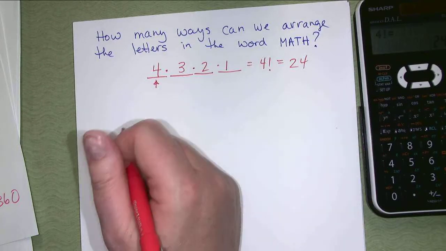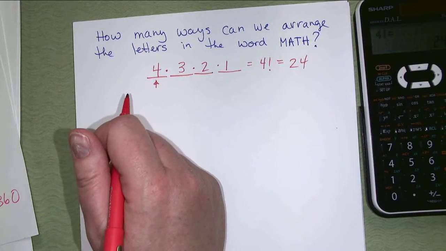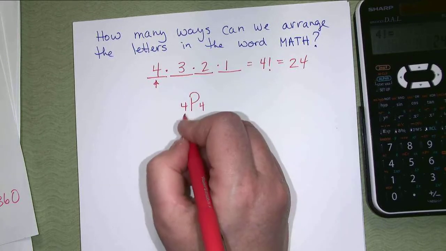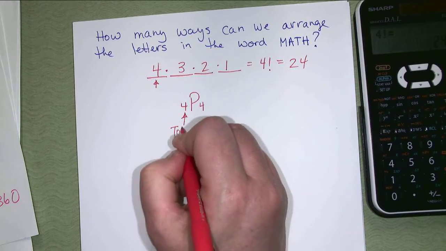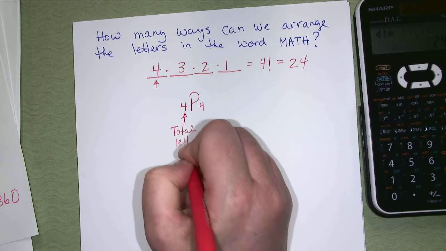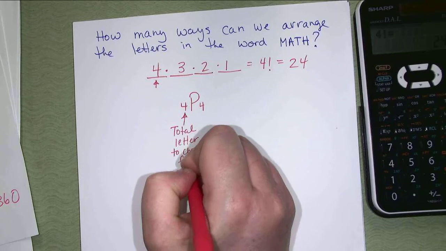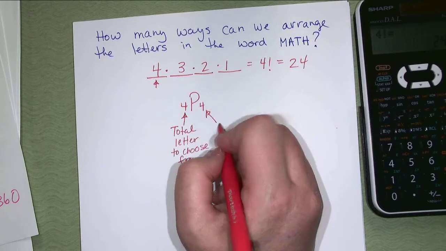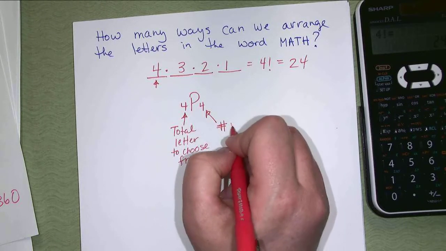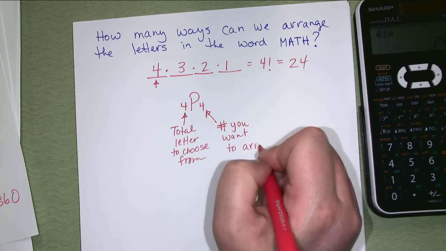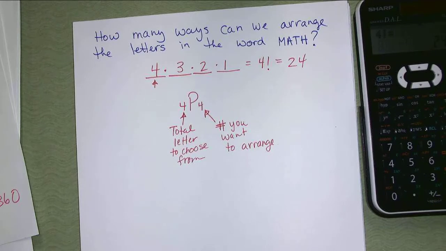Yes, this is a permutation. It's actually 4p4, which means this: the total to choose from, and here, this is the number you want to arrange. So for a total of 4, arranging all four will work out to 24 if you put it in your calculator.